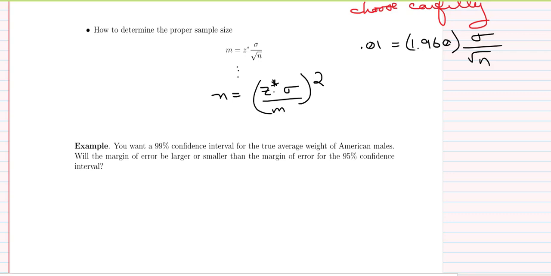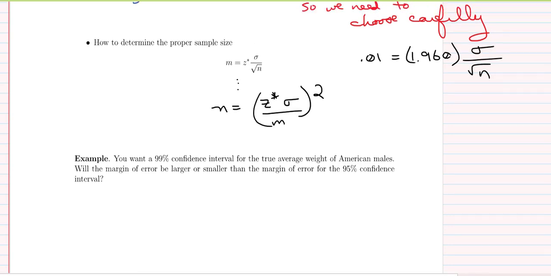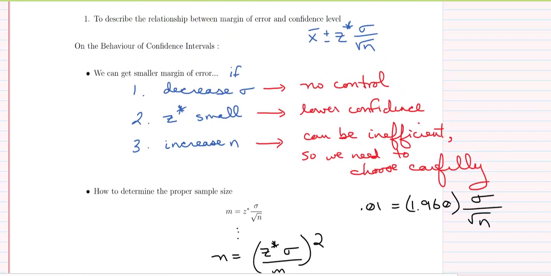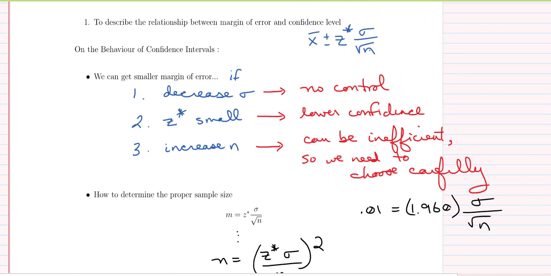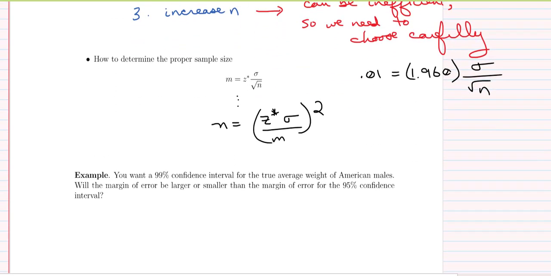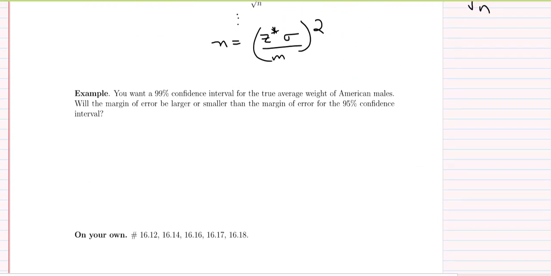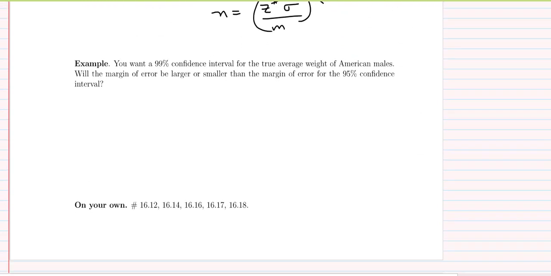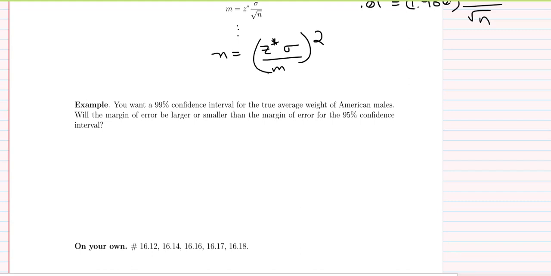Here margin of error has to be selected ahead of time. Z star has to be selected ahead of time. Sigma we have no control over, but it has to be given to us. And then we're able to determine what n is. We don't want n smaller than that, because if n is smaller than this, then we have a larger margin of error. If n is larger than this, then we're dealing with this inefficiency. So this formula helps us choose a better sample size.